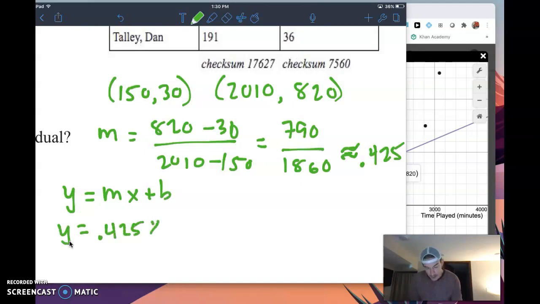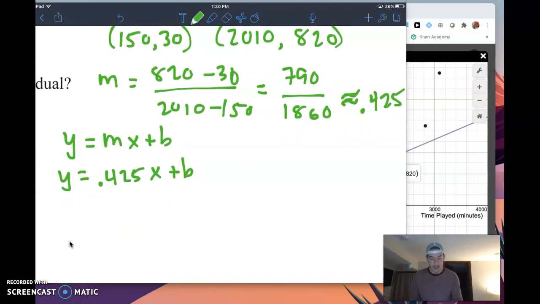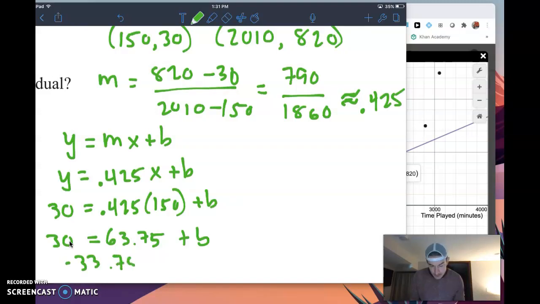And now I really get to pick any point to plug in. And the point with the smaller numbers is going to be the nicer of the two. So 30 equals 0.425 times 150 plus b. Now do a little multiplication. 0.425 times 150. Right, that works out to be 30 equals 63.75 plus b. And then finally subtract 63.75 from 30. And I've got b is negative 33.75.